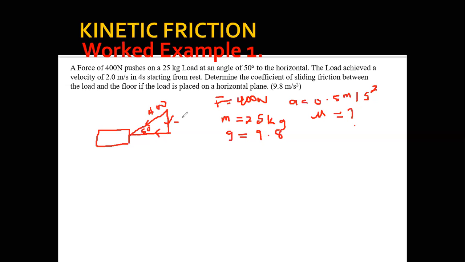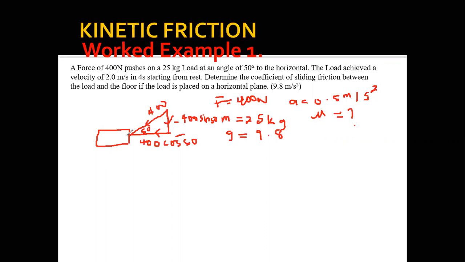That will be negative what? 400 is the opposite side, so that's 400 sine 50. Sine 50 here. This will be 400, but this will also be negative, 400 cos 50, which will also be negative. So we take note of that.